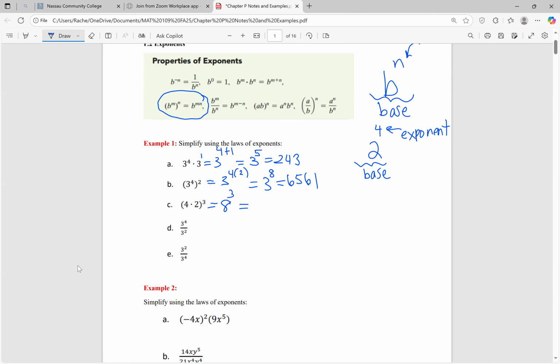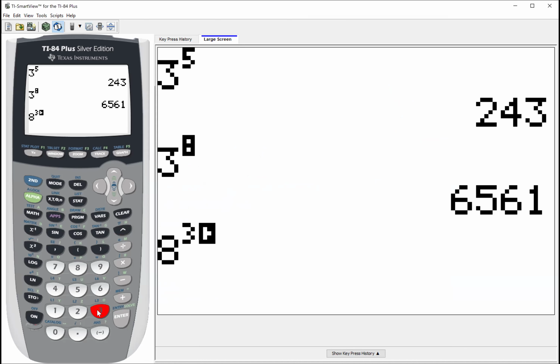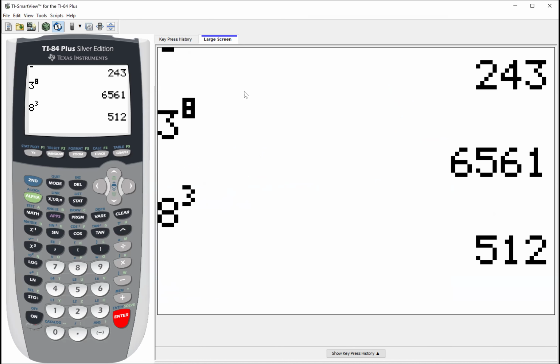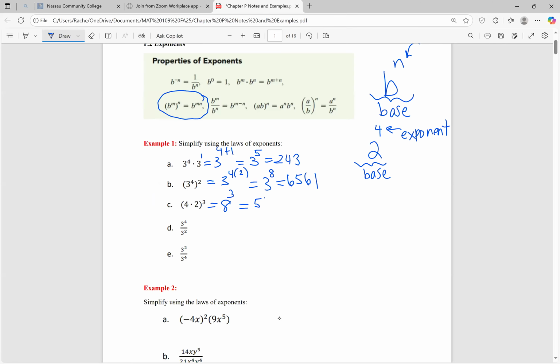So we're going to take 8, and we're going to raise that to the 3rd power. And we get 512. So that's equal to 512.